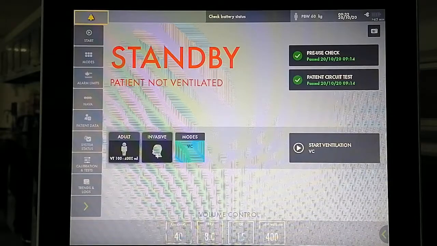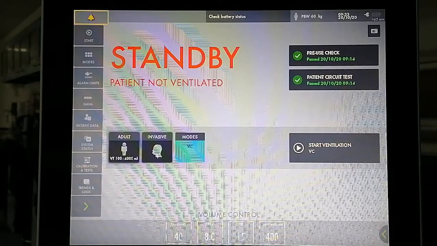Okay, so before you begin, just make sure that all your connections for gas supply and electricity are connected, and that the ventilator has undergone a pre-use check and patient circuit test, and your breathing circuit is connected. With both tests passed, you're sure that your circuit has integrity, so no leaks are present.